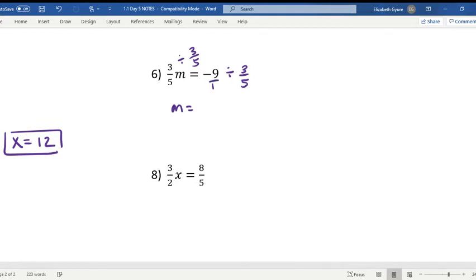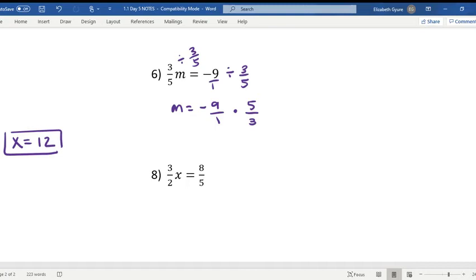Make it both fractions, right? And now we're going to keep, change, flip. So keep your first fraction as -9 over 1. Change your division into multiplication. And flip the 3/5, make it 5 over 3. If you want to cross reduce, do it. If you don't, wait till the end.